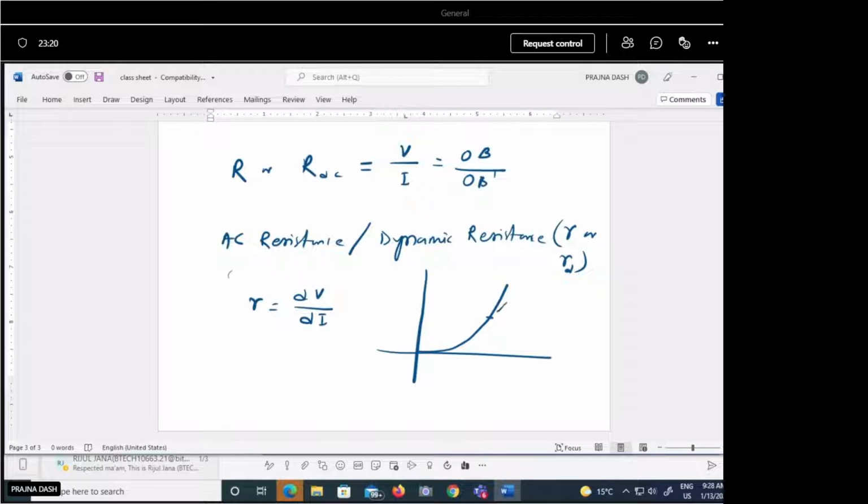At this point we draw a tangent, and make a triangle. This will be your change in current, and this will be your change in voltage. We take del V, the change in voltage, by change in current. We can also find the AC resistance analytically. You know the relationship between the voltage and current of the diode, that is the diode equation. From the diode equation, can you find this dynamic resistance?